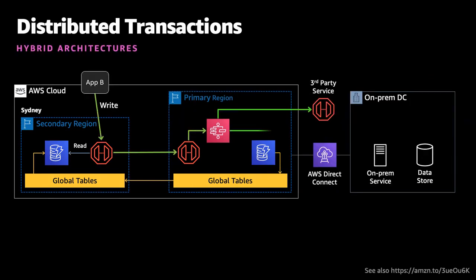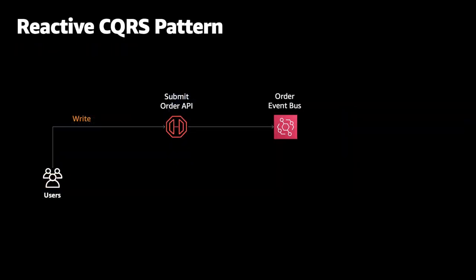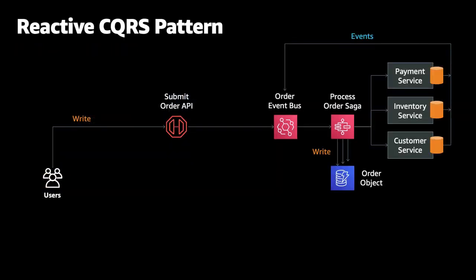Also, for customers running data mutations that interact with on-premises and third-party services on specific regions, it's more effective to process those mutations on those regions. But this chain of dependency on distributed services over a single synchronous request raises relevant performance challenges. For that, we will look at the reactive version of CQRS.